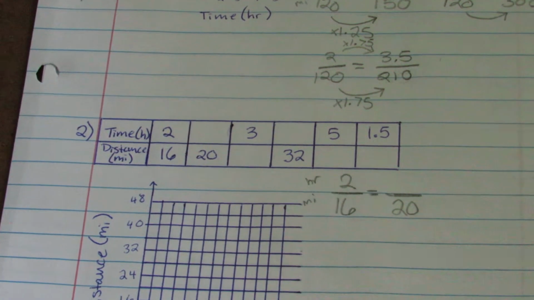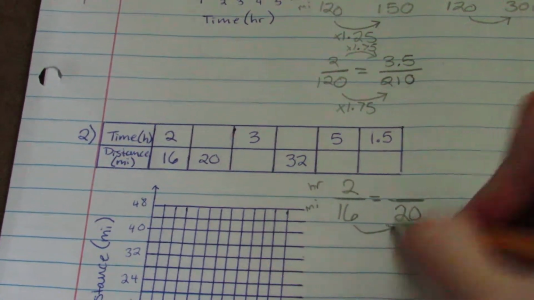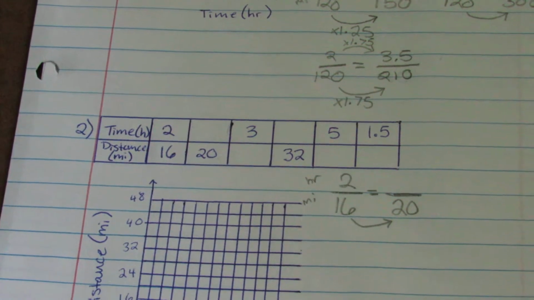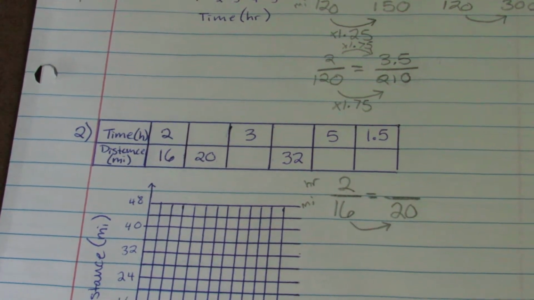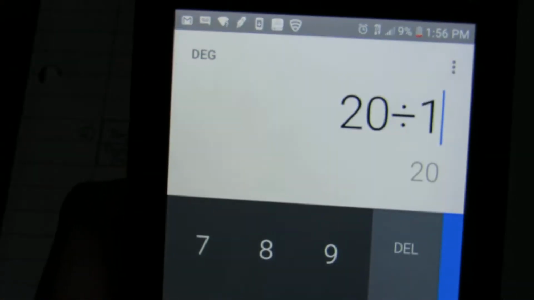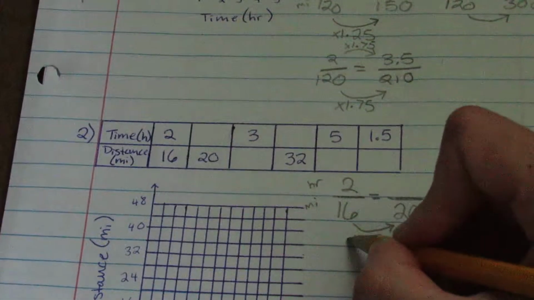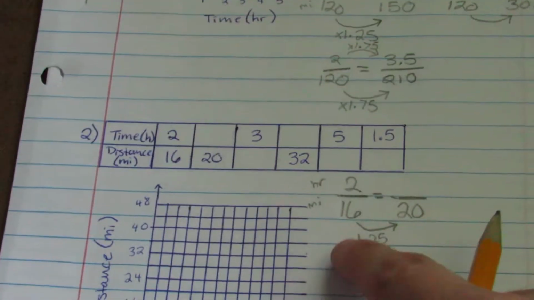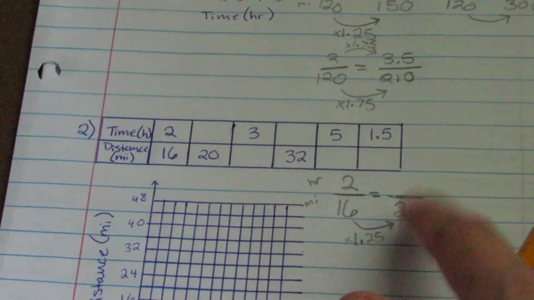So I want to know how long it takes Brittany to travel 20 miles. Okay. So granted, some of you can't see what I should multiply 16 by to get 20. So you can plug in your calculator to see how many times 16 can go into 20. So 20 divided by 16 will give me 1.25. So if I multiply 16 by 1.25, I'm just going to check that this is correct. 16 times 1.25, does that give me 20? Yep, it sure does.